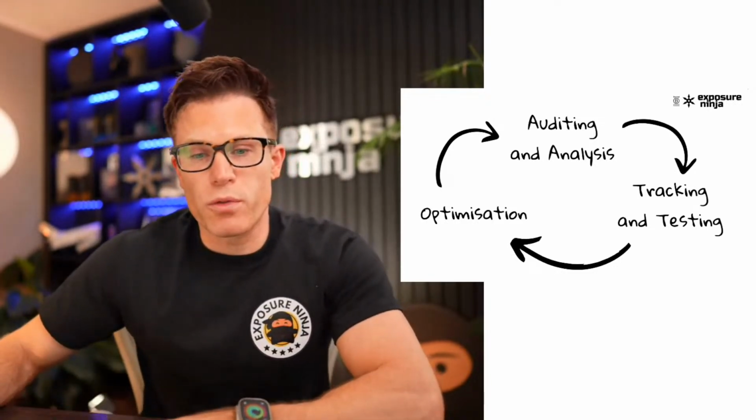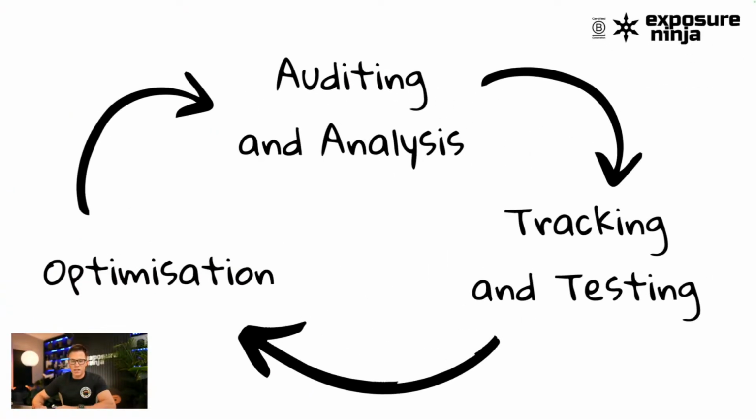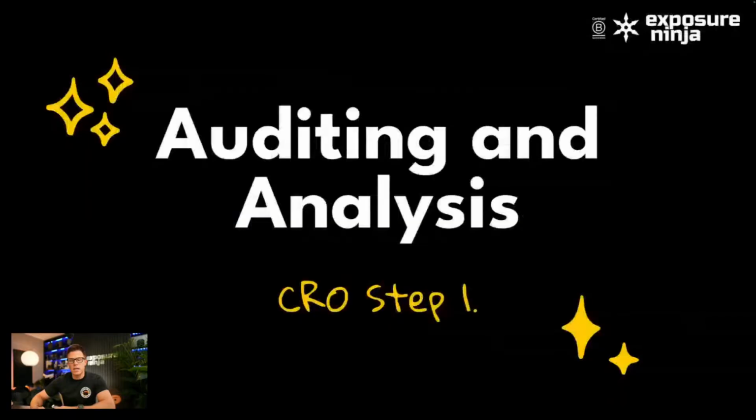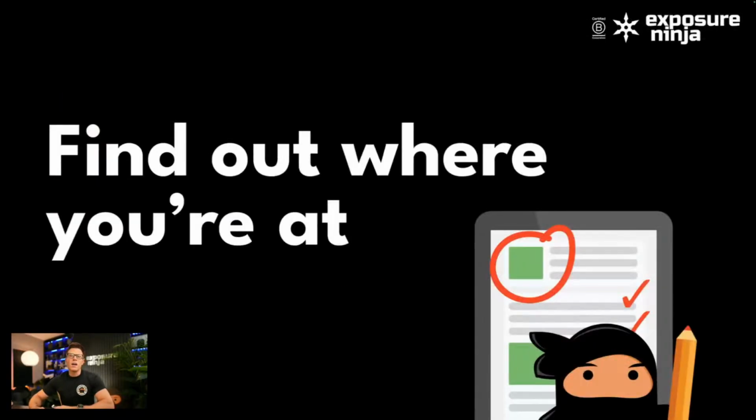But let's go through the 3 stages in turn. I'll give you some exercises that you can play with as we go. Okay, so first stage then, auditing and analysis. This is really about finding out where you're at and doing a bit of an initial recce, a bit of a survey to work out, okay, where are the opportunities here?